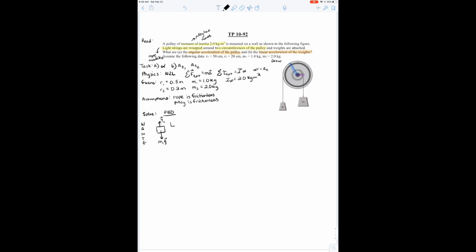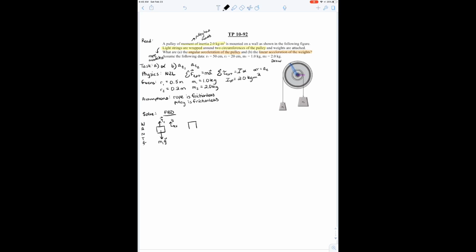Step 3 is draw a coordinate axis. So I'm just gonna say that it's positive y going up. And then step 4 is always draw and label our critical angles and critical dimensions on the free body diagram. There are no critical angles here for mass 1. So that means I can move on to mass 2.